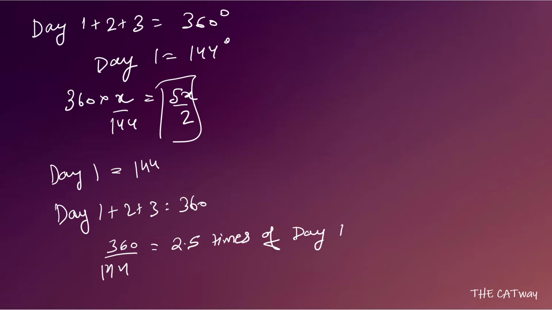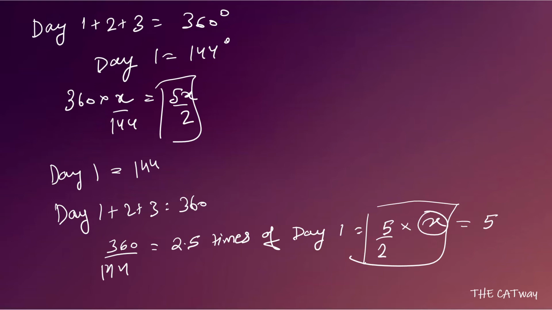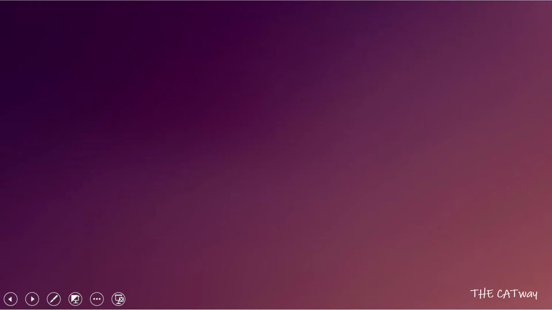Okay. So 2.5 can be written as 5 by 2 times of x, because day 1 is x. So we can say that the total number of cars sold on the first 3 days is 5x by 2. Total number of cars sold on first 3 days is 5x by 2. Okay, so is this clear? I hope so it's clear. Now in the similar way we can calculate for all the days.